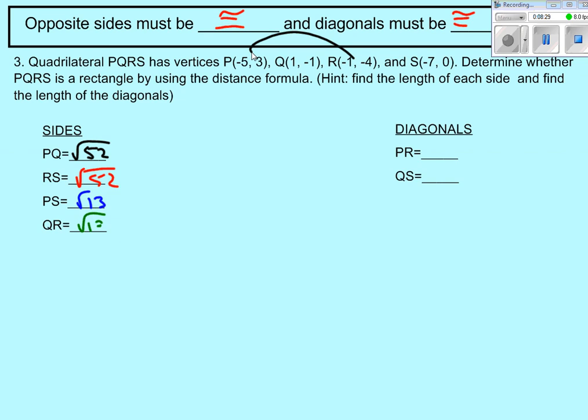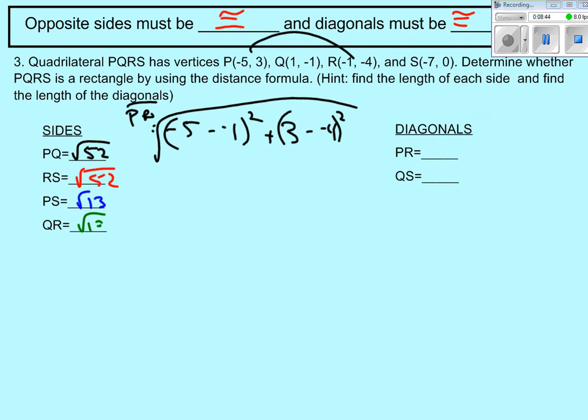All right, PR. Let's figure out the diagonal. So negative 5 minus negative 1 squared, 3 minus negative 4 squared. So negative 5 minus the negative 1 will be negative 4, squared will be 16. 3 minus the negative 4 is going to be 7, squared is 49. When I put that together, that's going to be the square root of 65.